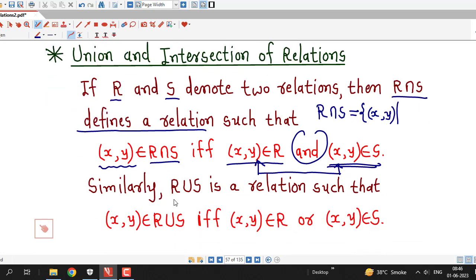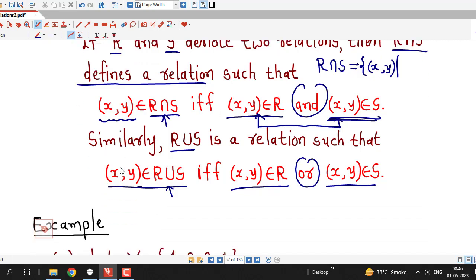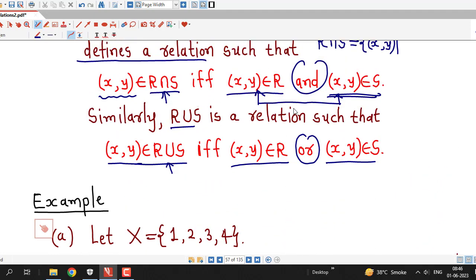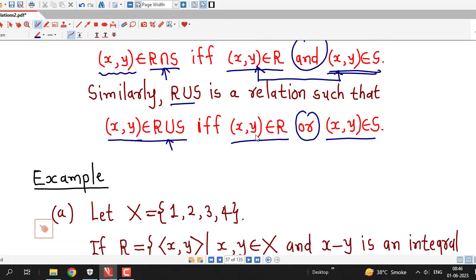Similarly, the union of R and S is a relation such that the ordered pair (x, y) belongs to R union S if and only if (x, y) belongs to R or (x, y) belongs to S. Here we are simply using the definitions of union and intersection of sets for relations also, because relations are special types of sets. I have taken an example to explain the union and intersection operations on relations.